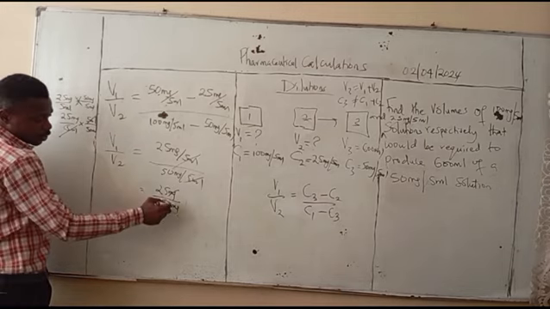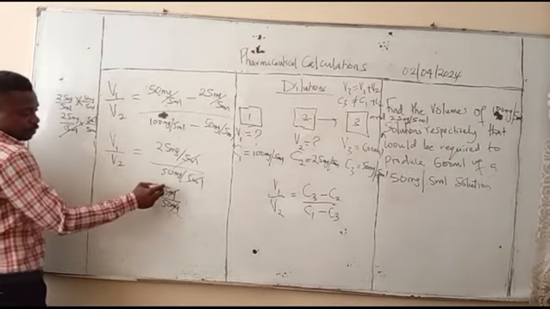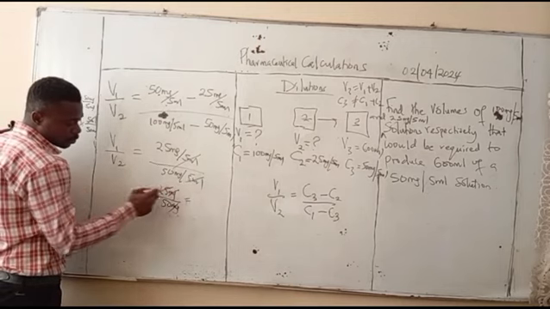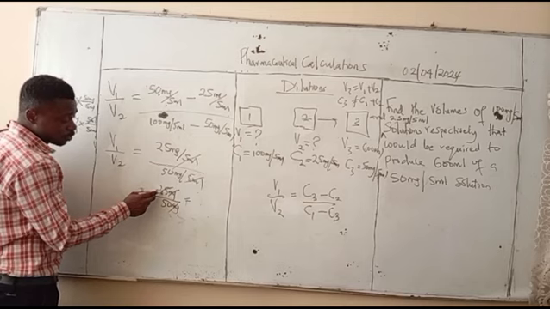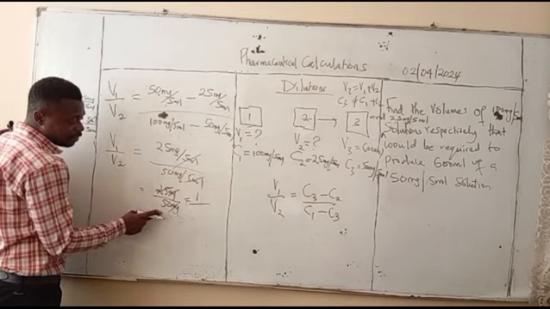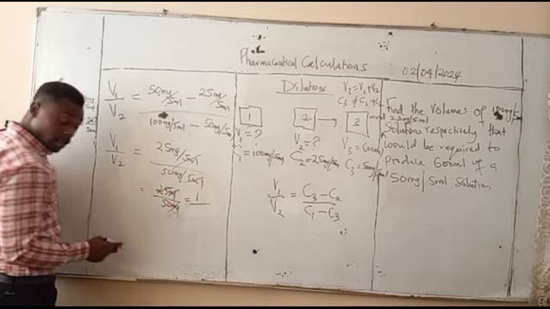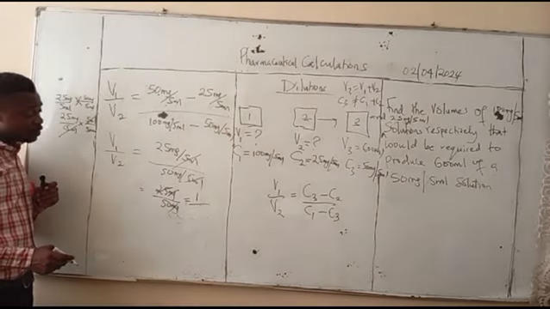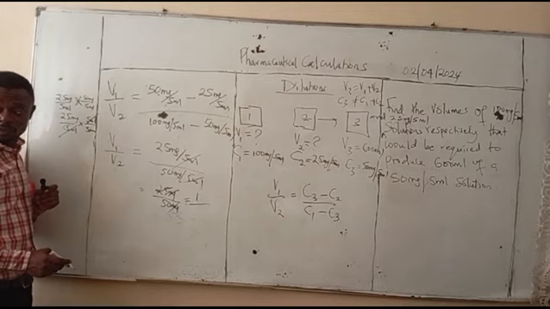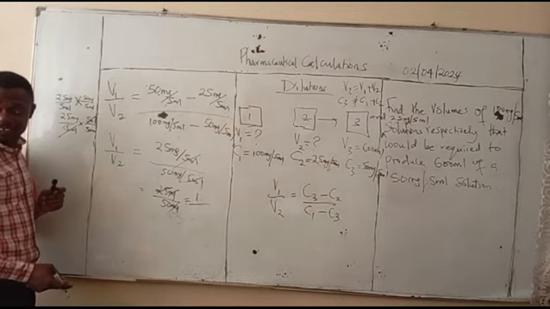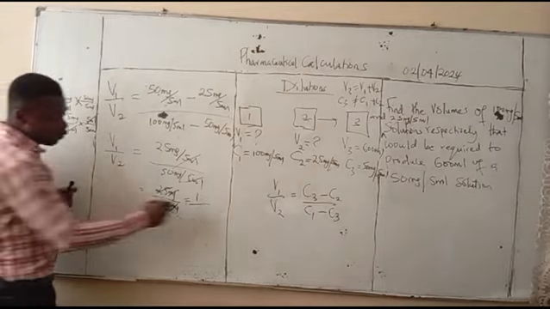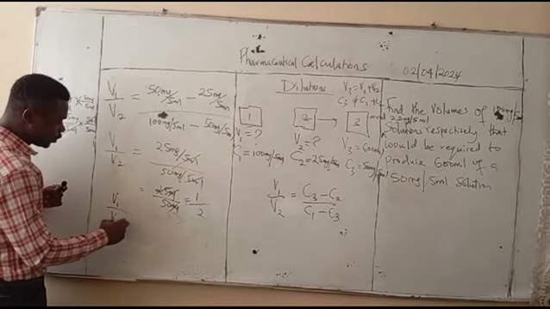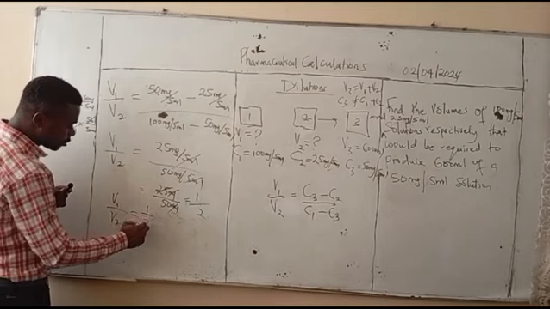So milligram will cancel milligram. 25 divided by itself is what? 1. 25 divided by 50 is what? How many 25 make 50? 25 divided by 50 is what? You need to be a calculator. 1 over 2. So that means V1 over V2 is equal to 1 over 2.